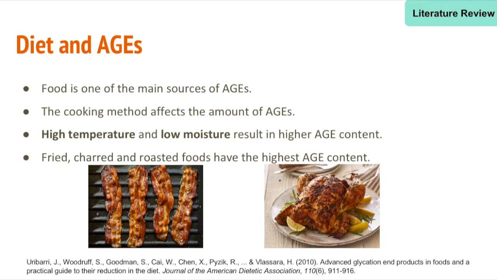Food is one of the main sources of AGEs, and the cooking method affects the amount of AGEs present in food. High temperature and low moisture result in higher AGE content, as this increases the chance of burning and charring food. Fried, charred, and roasted foods have the highest AGE content.